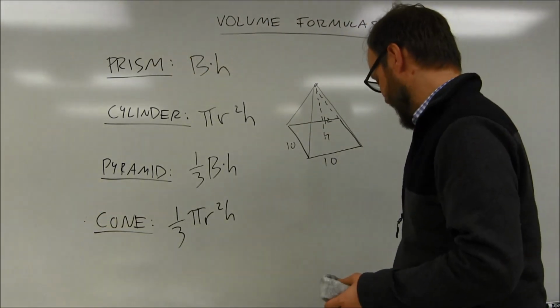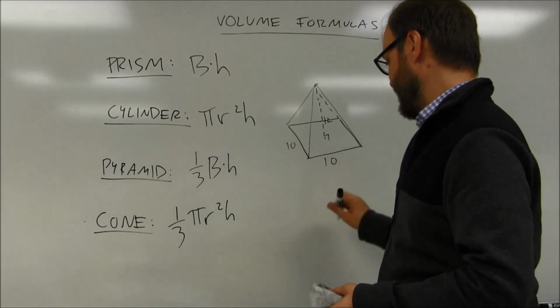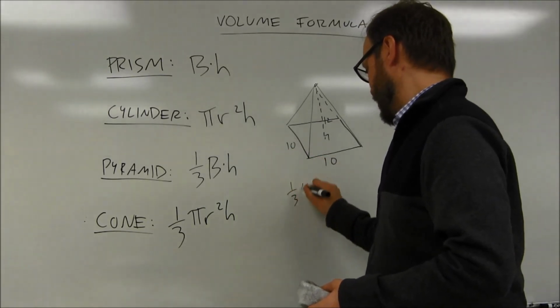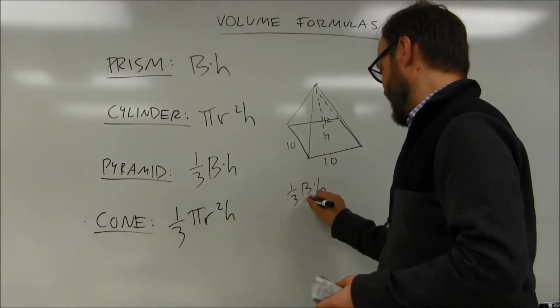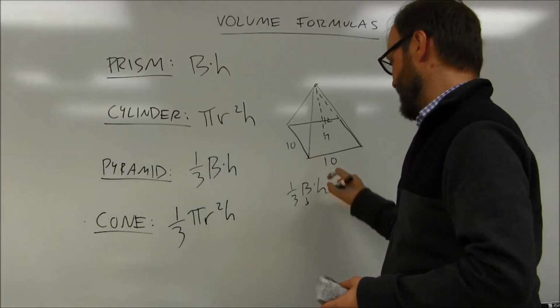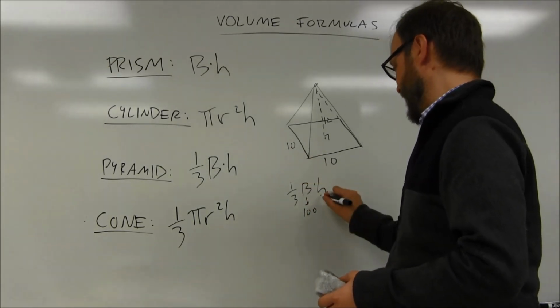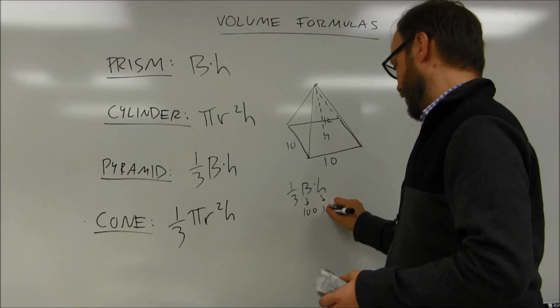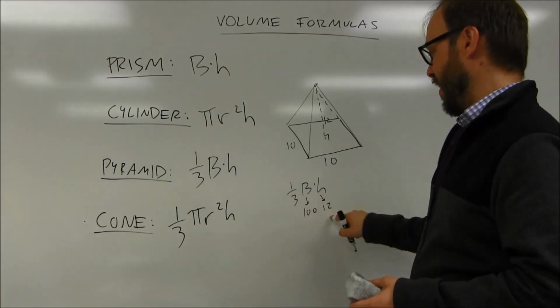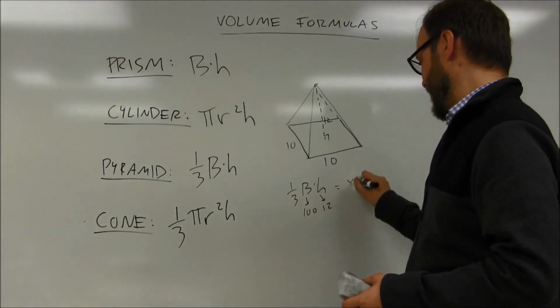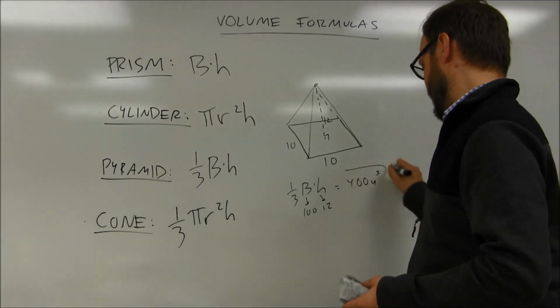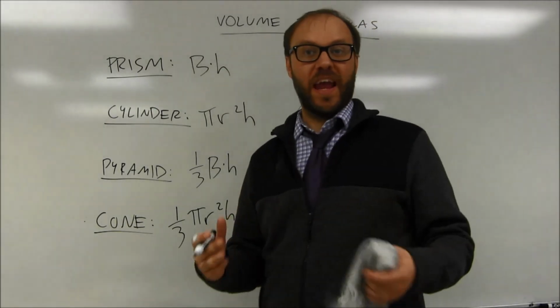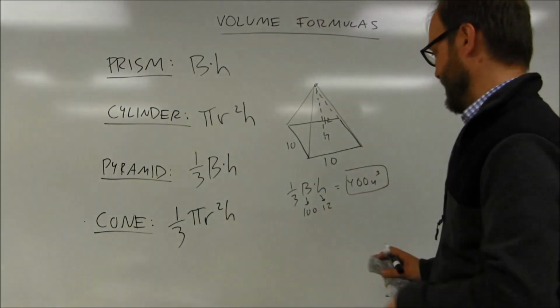Now in this particular case, we have the dimensions of the base. The volume is going to be 1/3 the area of the base times the height. The base area is going to be 10 times 10, which is 100. The height in this case is going to be 12. 1/3 of 12 is 4. 4 times 100 is 400 cubic units. So in this particular case, we had enough information to find the volume of this thing.